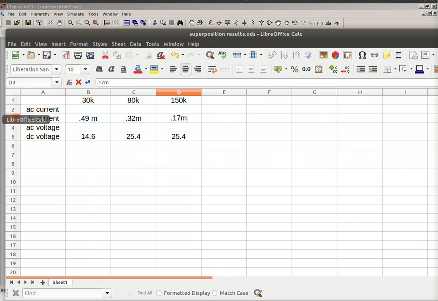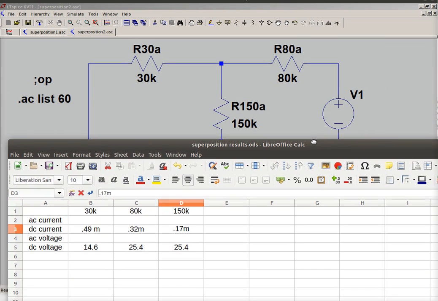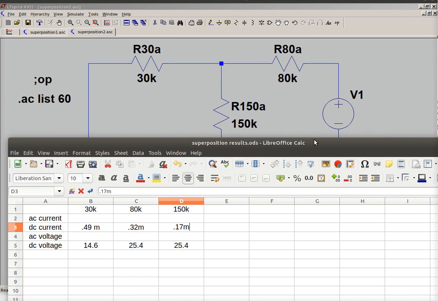Go to my analysis, my AC voltage, and let's see, there we go. 30K AC volts would be 15.5. 150 would be 15.5, and the other one would be 39.5, just rounding roughly. Those are volts, so I don't have to do anything as far as the unit goes, because I would assume voltages in volts.